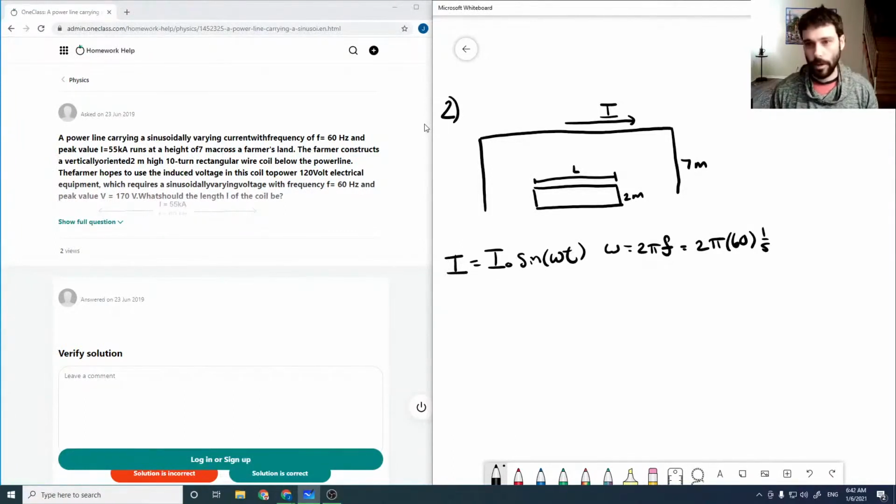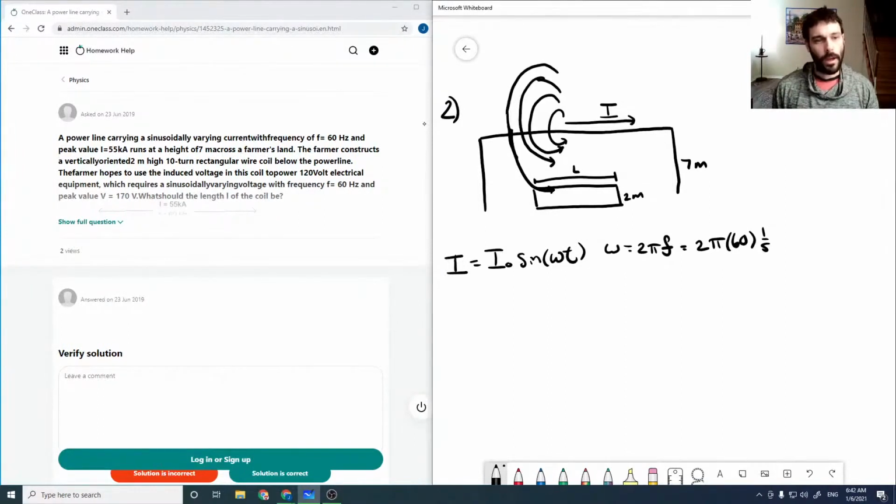And so we're going to get a B field that's emanating from this line, which is going to pass through our loop at different intervals, and so we're going to get a changing flux and therefore an EMF generated in the coil.